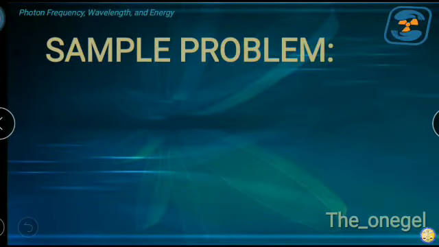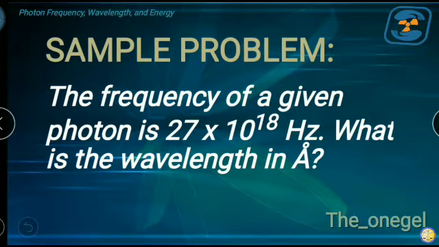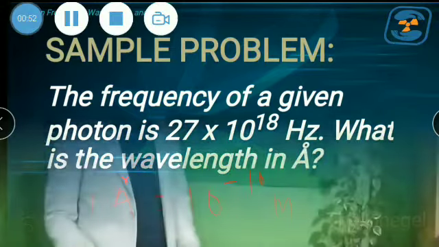Okay, next, let's take this problem. The frequency of a given photon is 27 times 10 raised to 18 hertz. What is the wavelength in terms of angstrom? So remember, we have two SI units for the quantity of wavelength. So we have meter and we have angstrom. Again, remember that for every 1 angstrom, there are 10 raised to the negative 10 meter. Okay, so let's solve this problem in 5, 4, 3, 2, and 1.